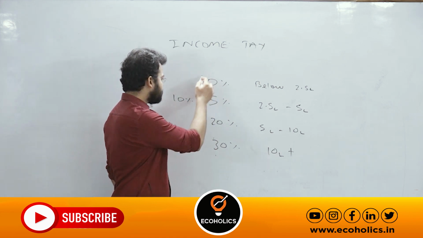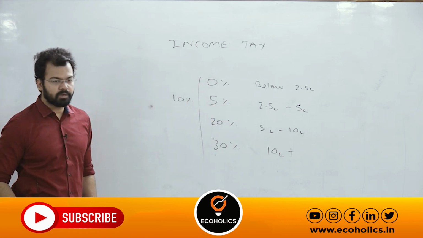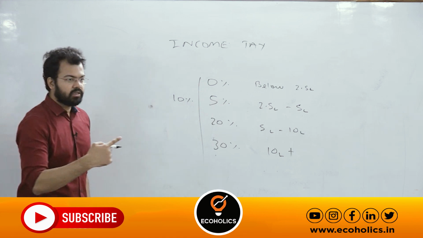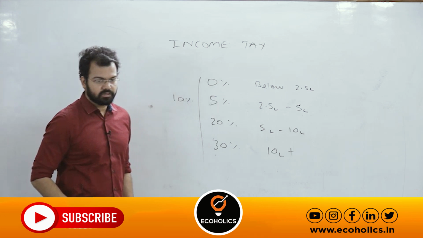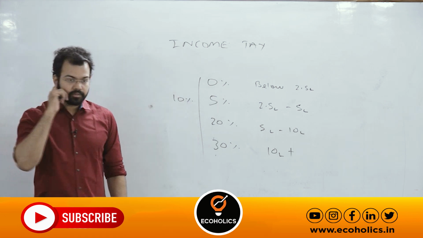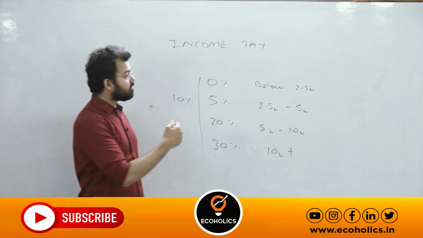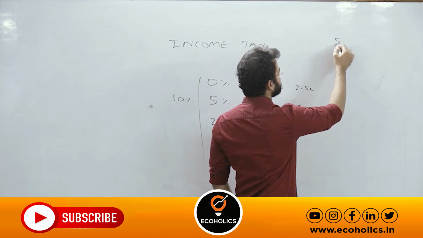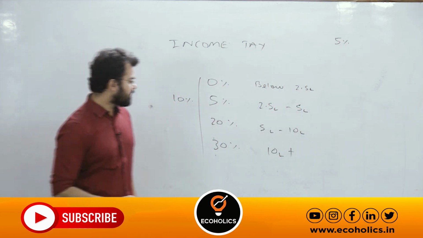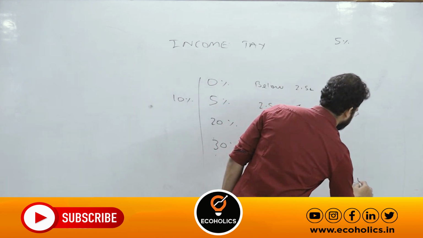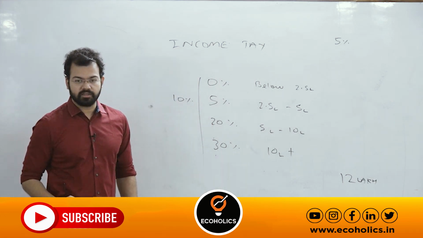The previous rate of this slab was 10%. But in the budget 2 years back, our Union Finance Minister announced that we are reducing the income tax rate for the second slab from 10% to 5%. It means there is a loss of revenue of 5% for the people in this bracket. Suppose you are earning 12 lakh rupees. How will you calculate this? Now that we have discussed it, let's complete it.